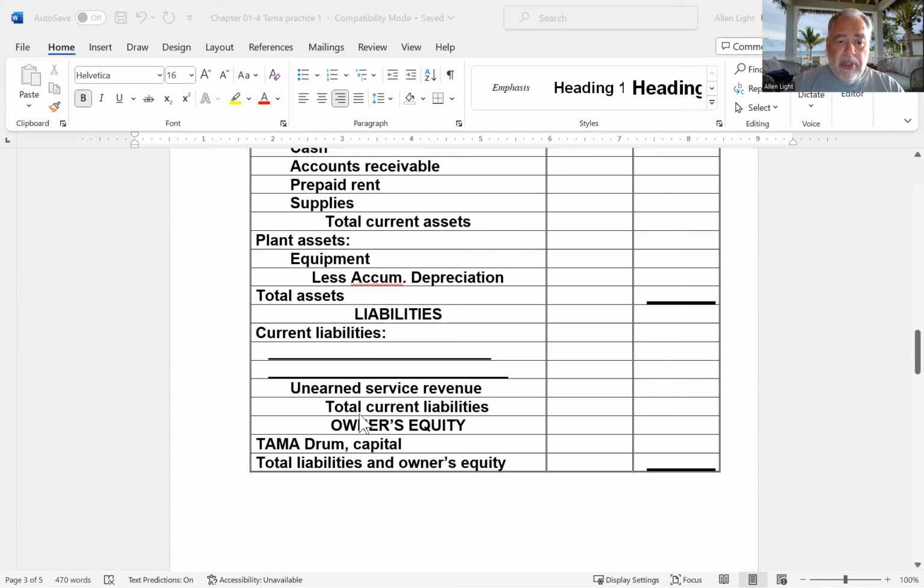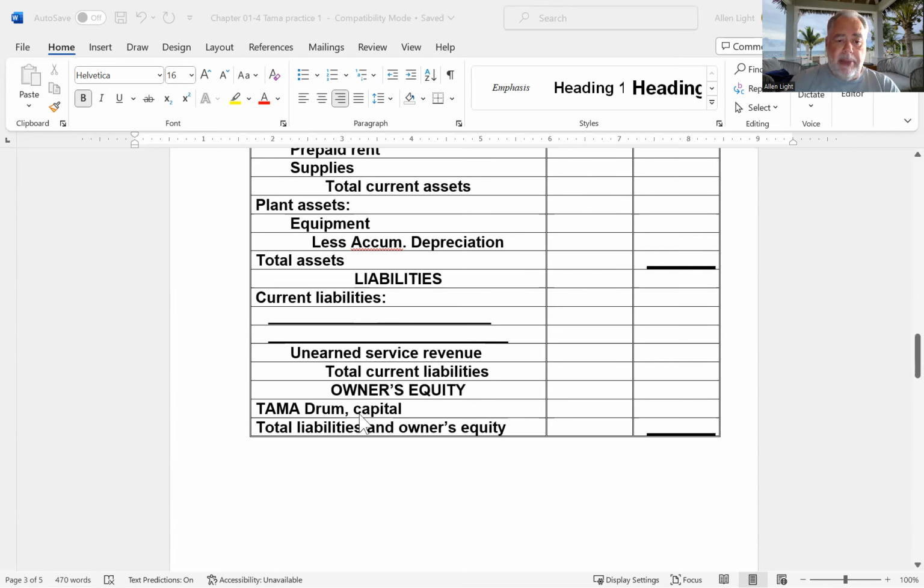Now over here, we're going to have current liabilities, and current liabilities, just as the term implies, simply means these are liabilities that are going to come due within a year. So we're going to list those here. And one of them I gave you, unearned service revenue. So you'll list those numbers here. And then total current liabilities will go here.